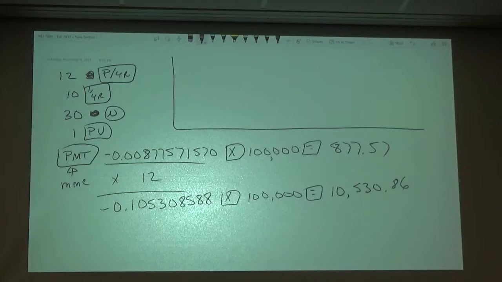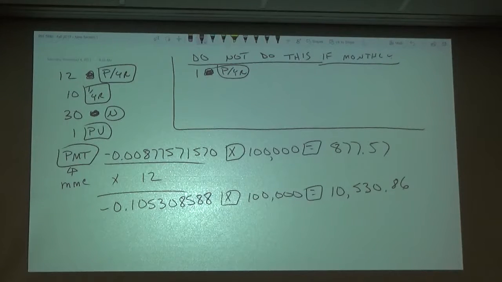Okay? Now, the thing not to do, do not do the following. Okay, I'm going to put it here. Do not do this. If monthly, do not do one payment per year, 10% interest rate, 30 payments per year, $1 present value, solve for payment. Okay, let's just see what happens when we do that.